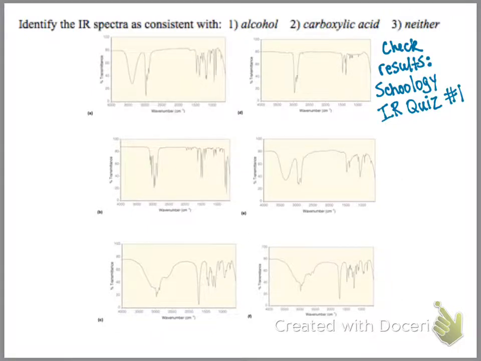So for these 6 IR spectra, you're not trying to figure out what the compound is. You're just looking for functional groups here. And that's the IR quiz number 1.